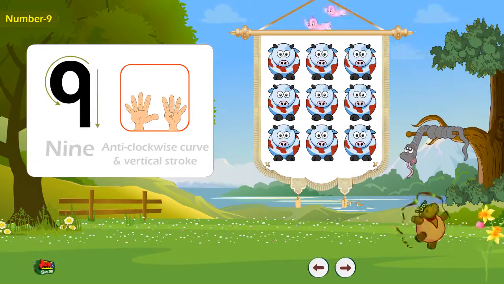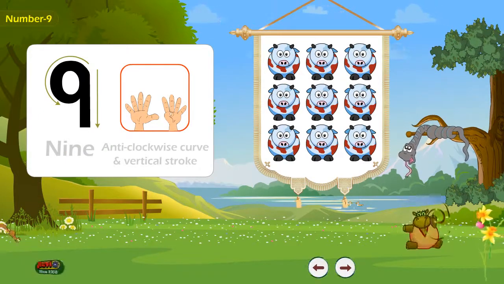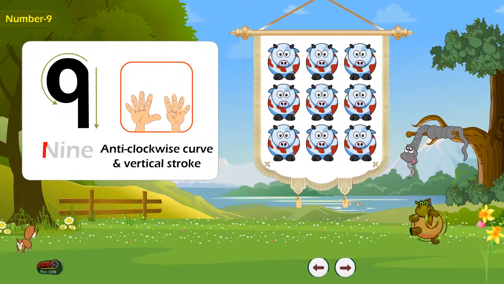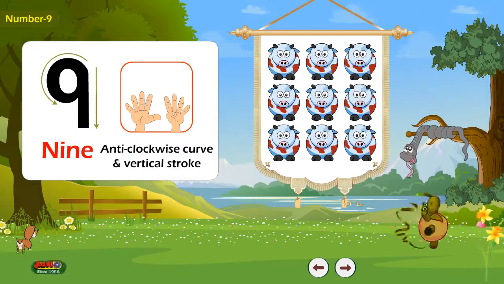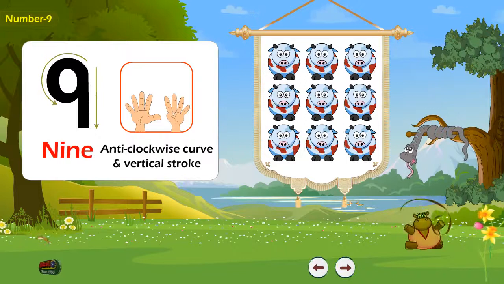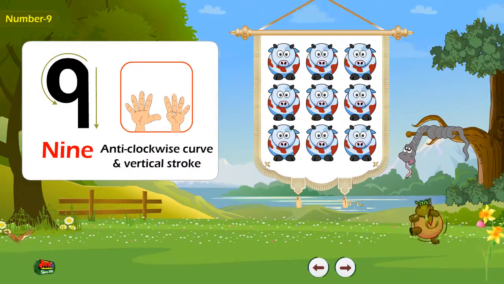Children, let's say again. 9. N-I-N-E. 9. Anti-clockwise curve and vertical stroke.